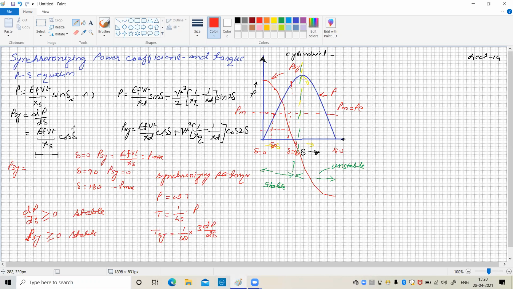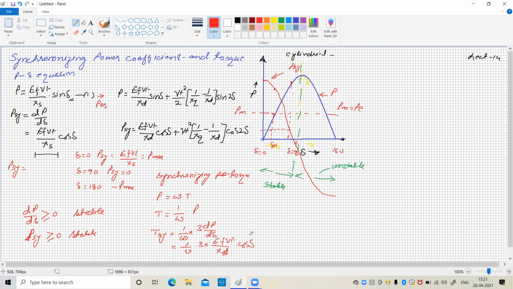It is a per phase power. Here it is nothing but the per phase power. So for the 3 phase, it is equal to 1 upon omega into 3 dP upon d delta, and it is equal to 1 upon omega into 3 multiplied by EF Vt upon XD or XS into cos delta. So this is the synchronizing torque, or synchronizing torque coefficient, from the synchronizing power coefficient.